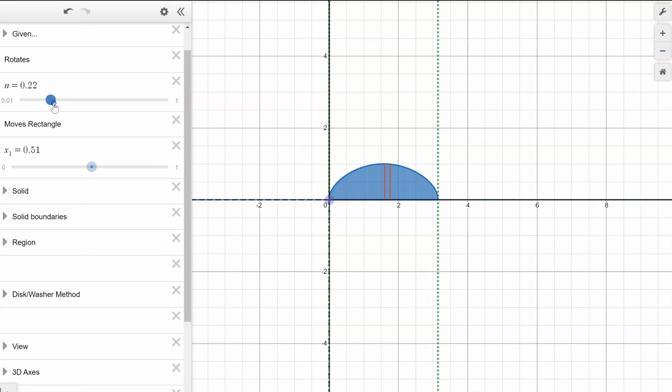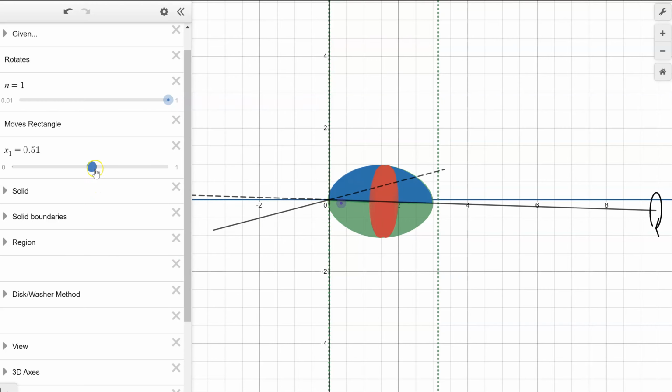And then now we rotate it, and it makes this egg shape. But no matter what, you can still see our radius is that circle. And again, all we're doing is moving that circle through the entire function, through all the x values from 0 to pi, to create our shape. It creates that solid.